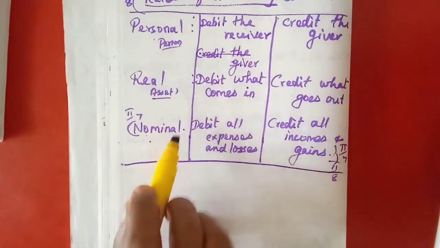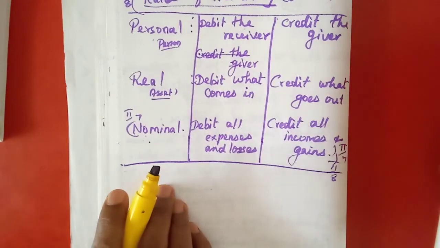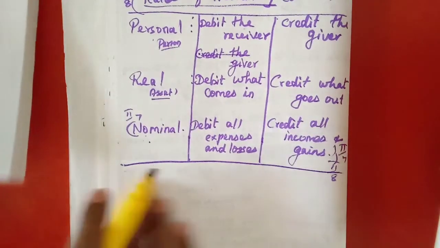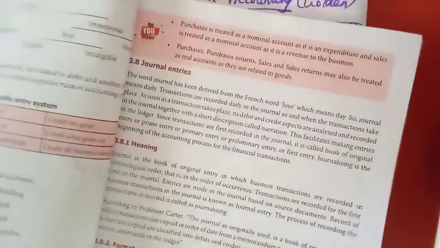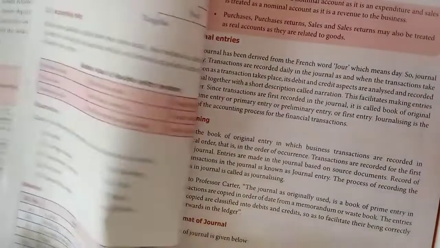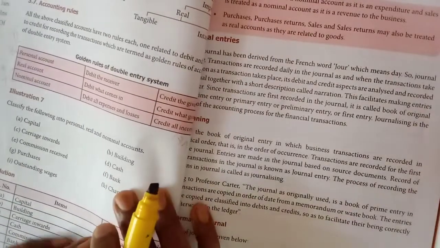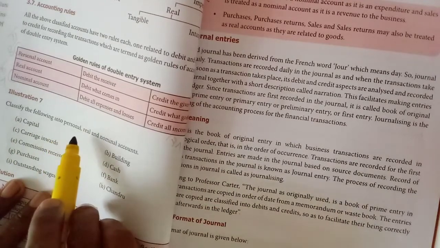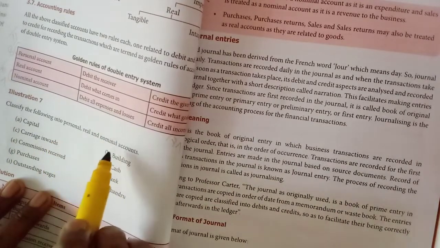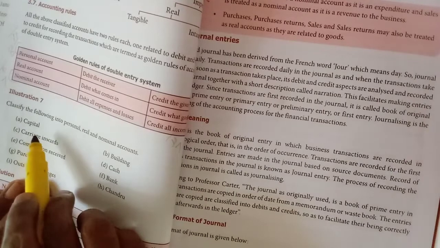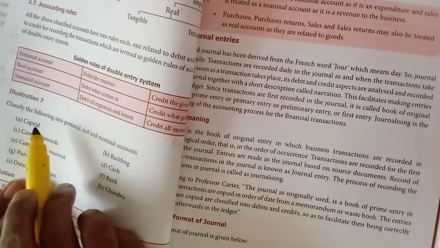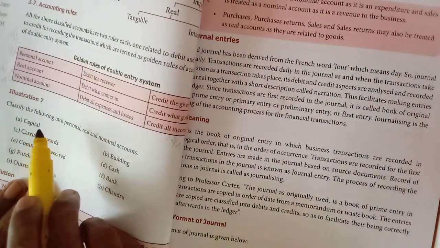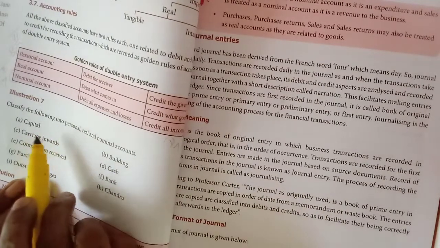So now I will ask you, and in the illustration there is one that they have given, which I will show to you. See, they have given this. Classify the following into personal, real and nominal accounts. Capital. I told you, isn't it? Capital is related to the investment made by the proprietor. So it is related to a person. So it will come under personal account.